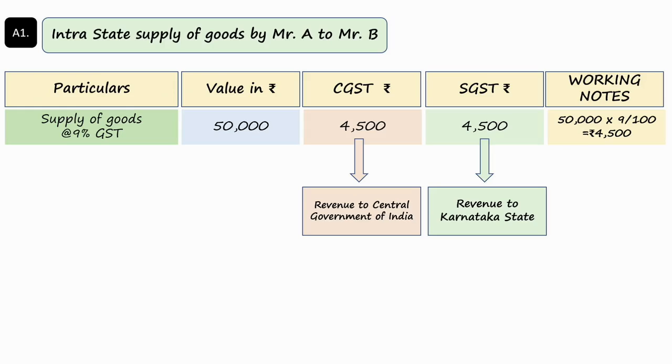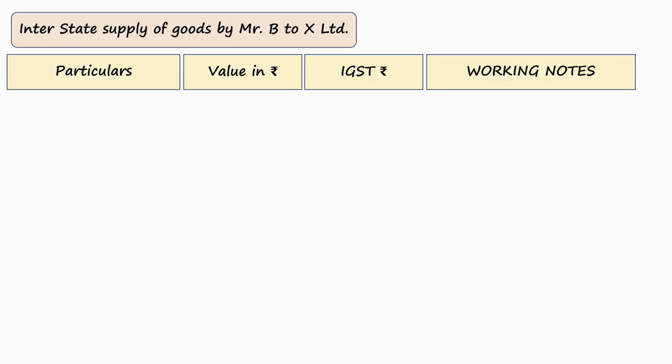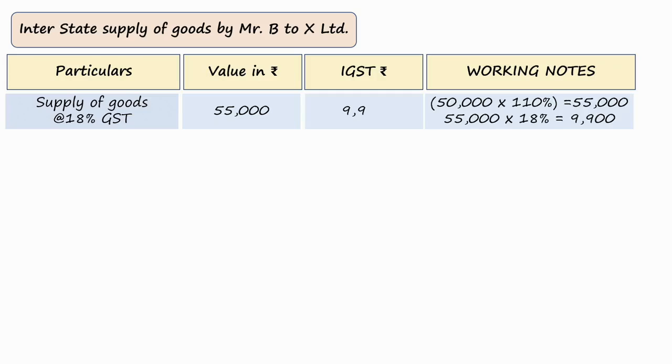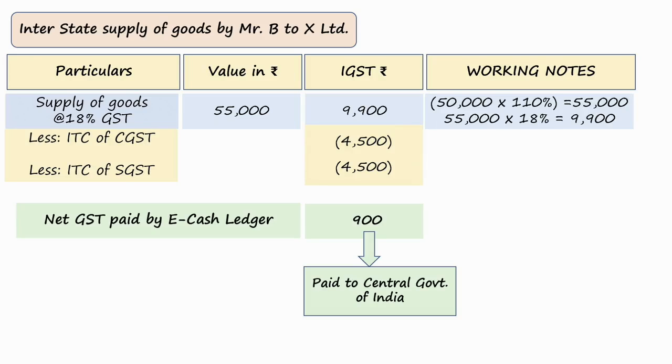Continuation of this. B supplied to X, interstate supply, IGST, less ITC, net paid. See here, I have not used the word revenue to the central government, since IGST is collected by the central government or paid to the central government.